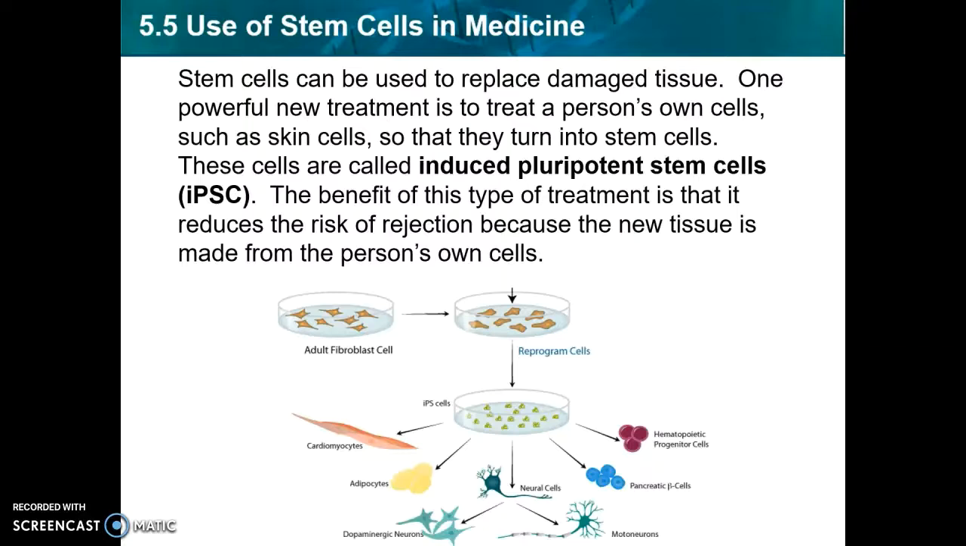You can just harvest some cells, treat them with certain chemicals in the lab to reprogram them, and then those iPSCs can turn into all of these cell types, even neurons, like in your brain, or motor neurons that would move your muscles. So if you have a brain injury or a spinal cord injury, this is a really promising way to produce new cells that might allow you to heal that injury.